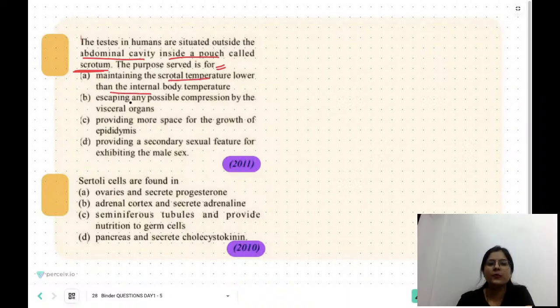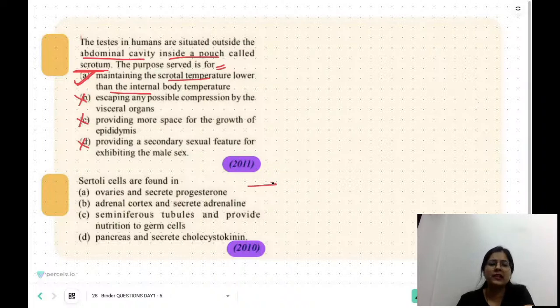Option A. Option B says escaping any possible compression by the visceral organs. Wrong. ये ऐसा हमने कहीं पढ़ा ही नहीं है. Providing more space for the growth of epididymis. Wrong. Providing a secondary sexual feature for exhibiting the male sex. Wrong. So this one is your correct answer that we have already seen and studied. ठीक है, ये हो जाएगा.